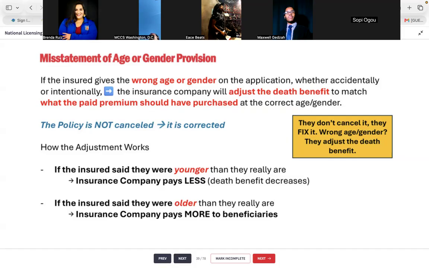Now, the policy is not going to get canceled, it's just going to get corrected. So if the insured says that they're younger than they actually are, the insurance company is going to decrease their death benefit. But if the insurance company finds that the client is actually older than what they claim to be, the insurance company will give more of a death benefit.